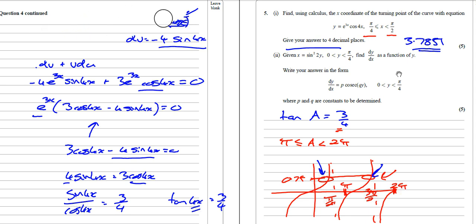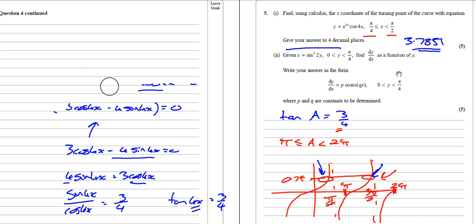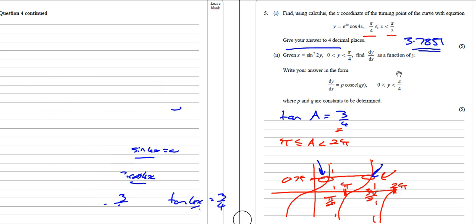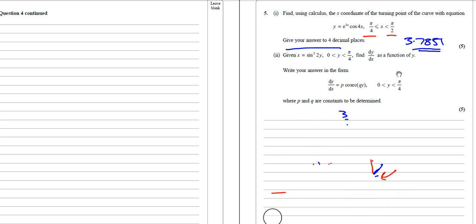Okay, next question. Given x equals this, we've got to find dy by dx. So usually, certainly on the past 3 papers, as you'll be able to see from this video, you're given something in terms of y, and you've got to differentiate it in terms of y. So we've got x equals sine 2y squared. Notice that it's written as sine squared 2y, but we're going to write that as sine 2y squared. It's exactly the same thing.